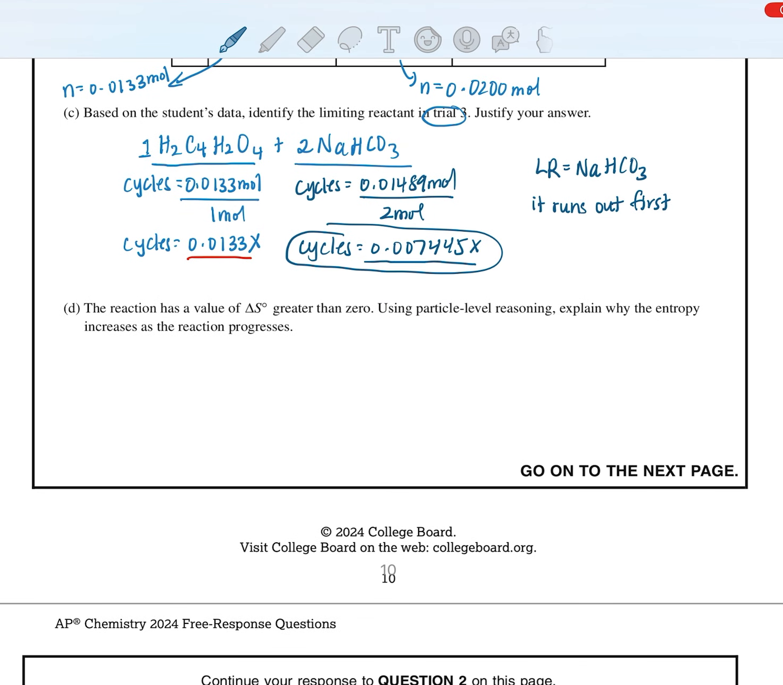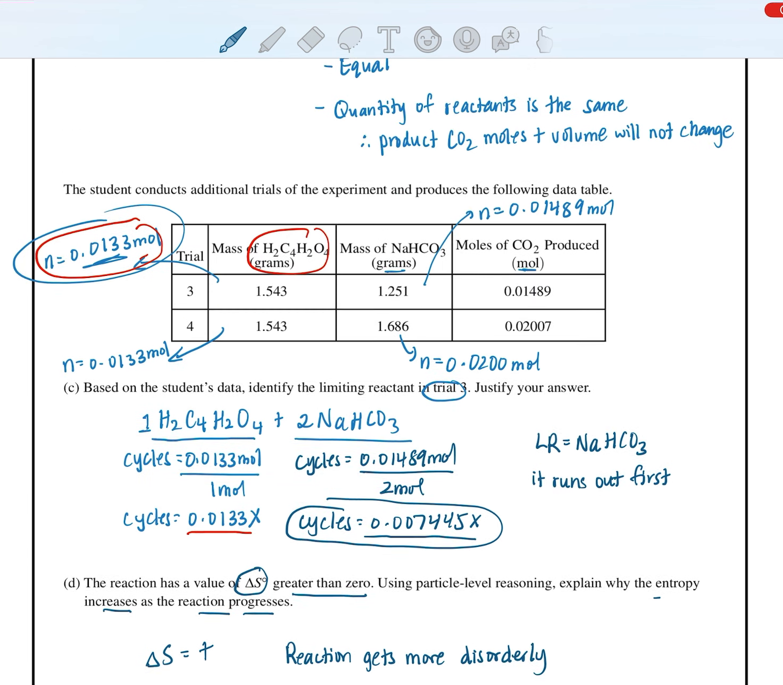Okay, the reaction has a delta S, remember this is entropy, greater than 0. Using particle level reasoning, explain why the entropy increases as the reaction progresses. All right, so what I know here is that delta S is some sort of positive number, and the reaction gets more disorderly. Okay, so I know this information, and again, you can look at the answer key on the AP website to get more detail, but why does it get more disorderly?